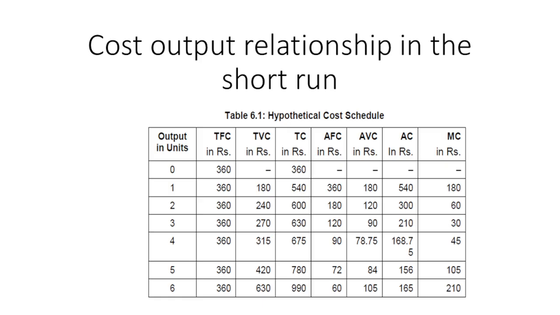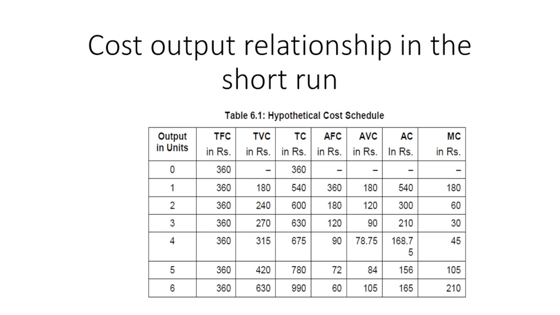Now we will see the first column, the output in units. The second column is total fixed cost, and the third is total variable cost, then total cost, average fixed cost, average variable cost, average cost, and marginal cost.